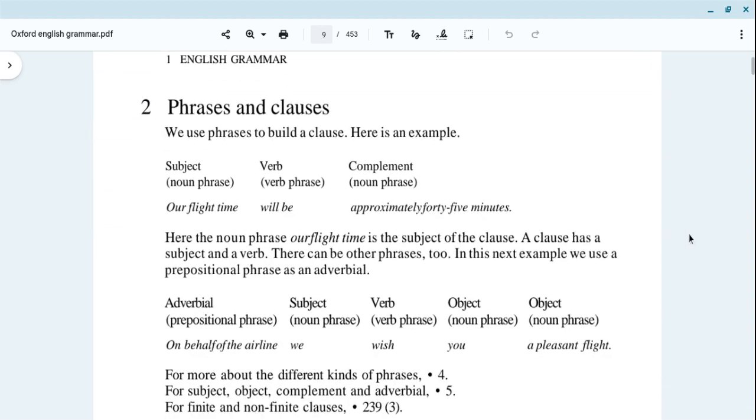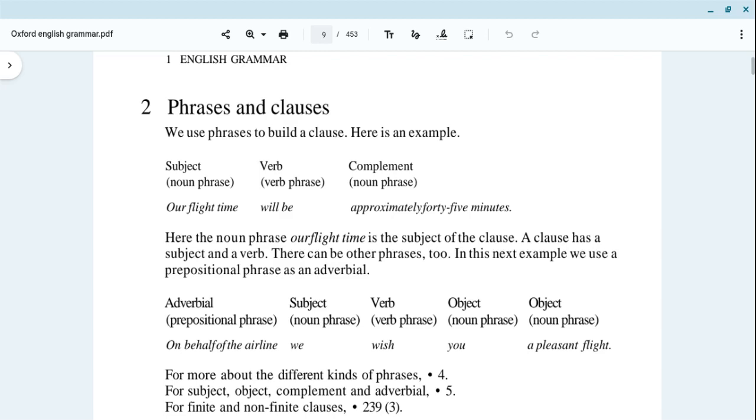Phrases and clauses. We use phrases to build a clause. Here's an example. Let me read the example and then I'll read each part. Our flight time will be approximately 45 minutes. Subject, noun phrase: our flight time. Verb phrase: will be. Complement, noun phrase: approximately 45 minutes. Here the noun phrase, our flight time, is the subject of the clause. A clause has a subject and a verb.